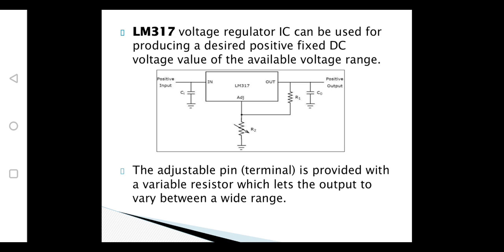If we want to change the output voltage within a range, here we use a variable resistor, also called a potentiometer, by which the output varies between some values, from a minimum value towards a maximum value.